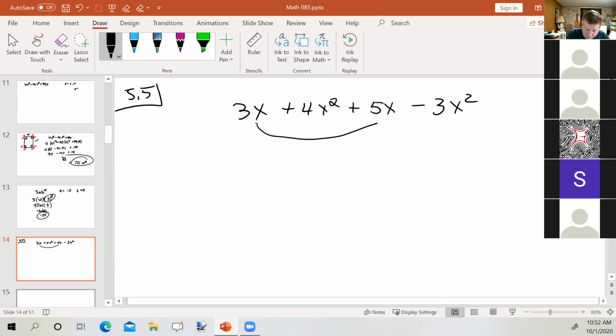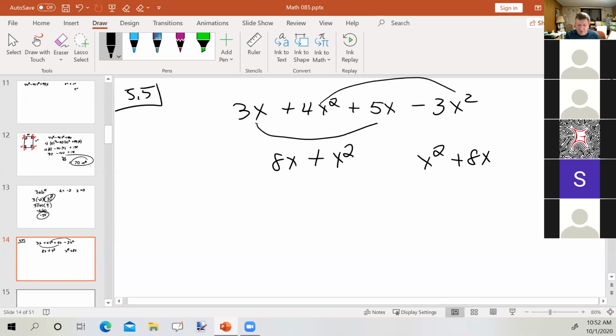the 3x and the 5x are like terms. We add their coefficients and get 8x. The 4x squared and the minus 3x squared are like terms. We add those and get 1x squared. So we get 8x plus x squared. And then if we wrote it in descending powers standard form, we'd write it like that. Okay?